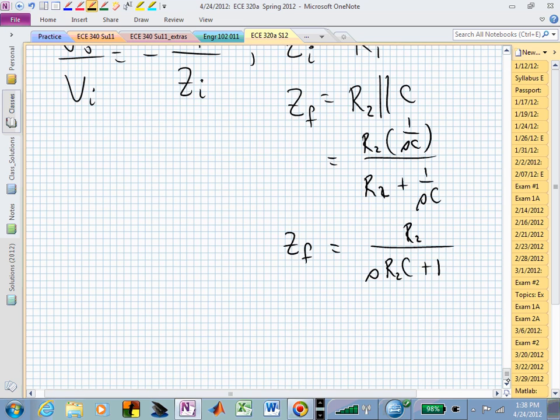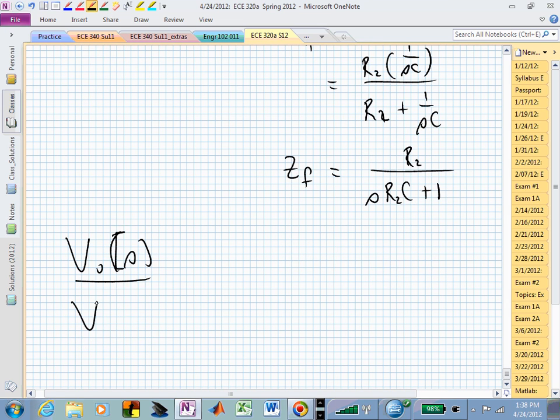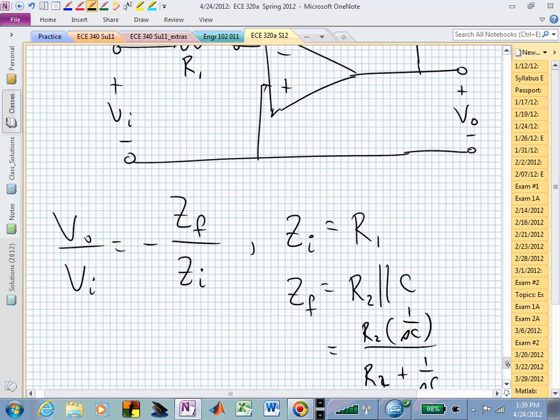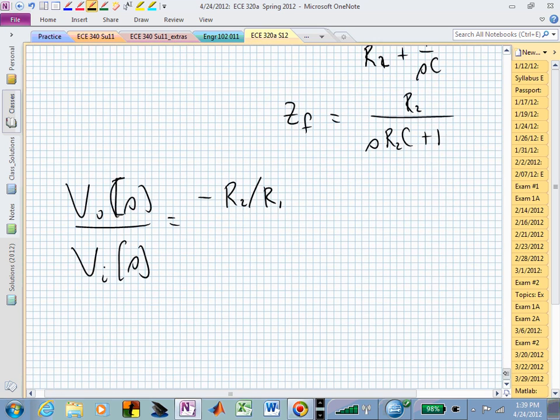If we combine that, we now have V naught of S over V sub I of S is now equal to minus R2 over R1. That's the ZF over ZI part, and I'll just keep track of the denominator, S R sub 2 C plus 1.